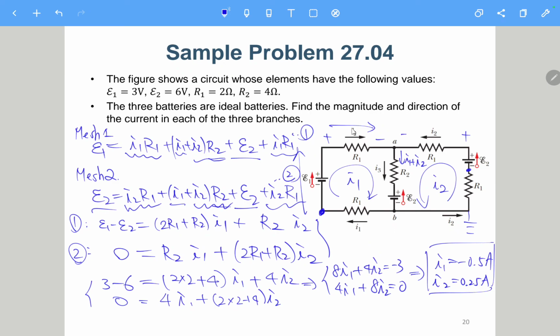So here we already know I1 and I2, and I3 will be nothing but I1 plus I2. So I3 is I1 plus I2, which is negative 0.5 plus 0.25, which is negative 0.25, which means that I3 should be from bottom to top. The amplitude will be 0.25. But in the figure it is defined from top to bottom, so it is negative 0.25.